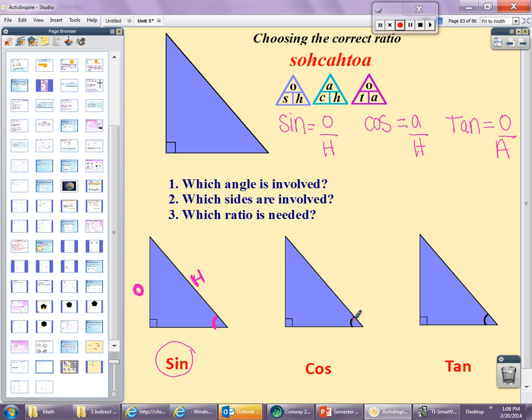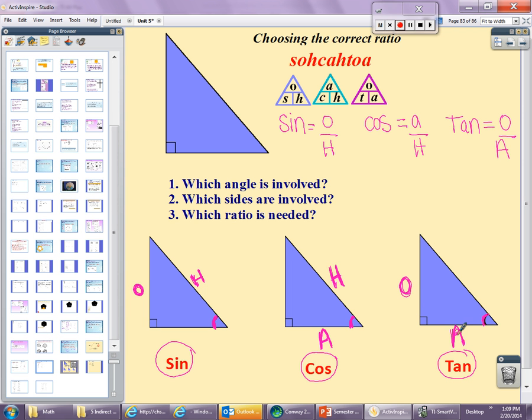Again, here's my reference angle. Same reference angle. I don't care what the angle measure is. In cosine, if I have the adjacent side, and let's say I'm still wanting to find the hypotenuse, then I'm going to use the cosine ratio. And in tangent, let's say I have the opposite side and I'm looking for the adjacent side. Then I'm going to use tangent because I have opposite and I'm looking for adjacent. See?